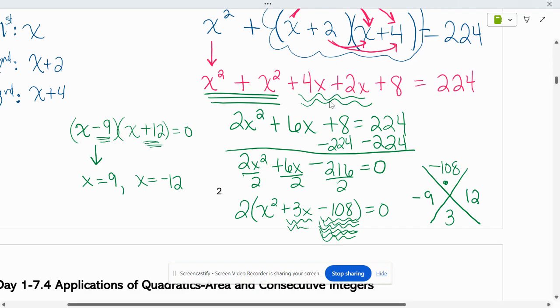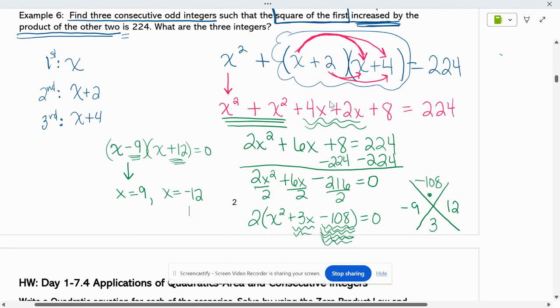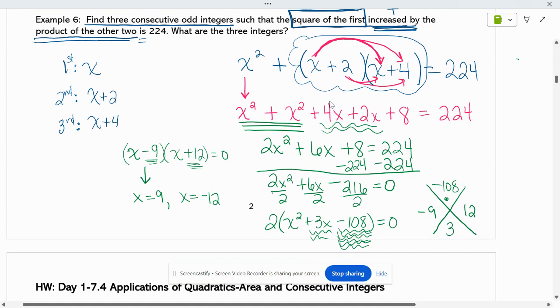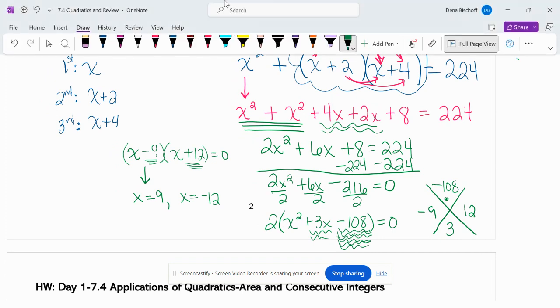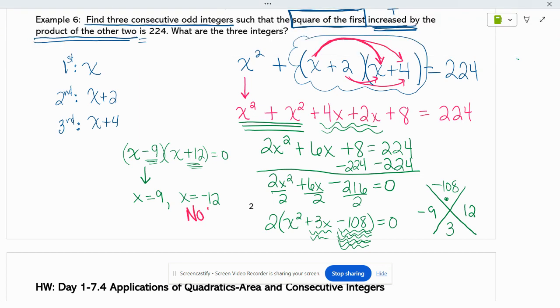All right, let's go back up to the initial problem. So I'm going to shrink this up just a bit. What kind of integers are we looking for? Odd. We're looking for odd integers. Is there a problem with one of our answers? Yeah. Which one? This is not odd. Cross it out. It's not odd. Can't be one of the answers. So what are the integers we're looking for? Well, that means that x is 9. And so the next number is what? 11. And the one after that is perfect.